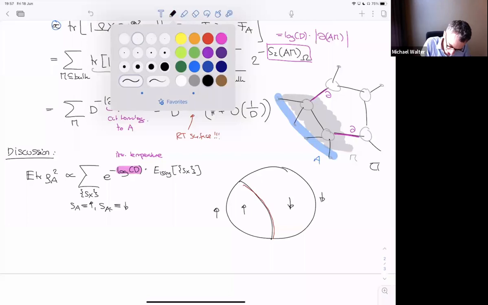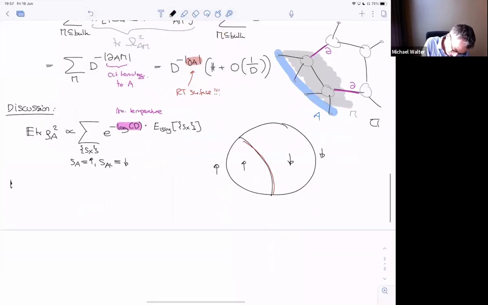So maybe I just want to say, this is an extremely natural generalization to higher replica tricks. I mean, in the sense of more than two replicas.